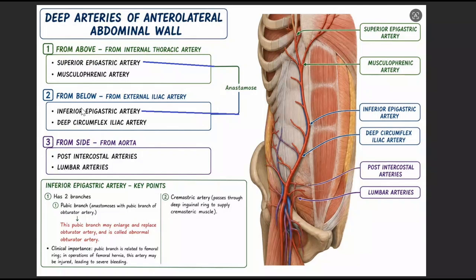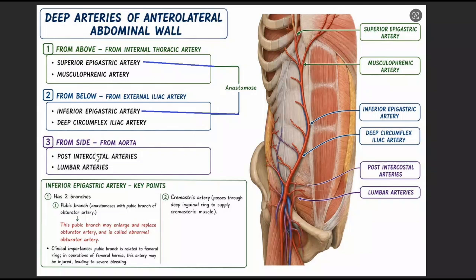Then about the two arteries that come from the side and that are actually from the aorta. The posterior intercostal arteries are actually branches of the descending thoracic aorta, and the lumbar arteries are actually branches of the abdominal aorta. That means we are differentiating them on the basis of their origin. The posterior intercostal arteries originate in the thorax part, that's why we say they originate from the descending thoracic aorta. And the lumbar arteries originate in the abdominal part, so that's why we call them branches of the abdominal aorta.